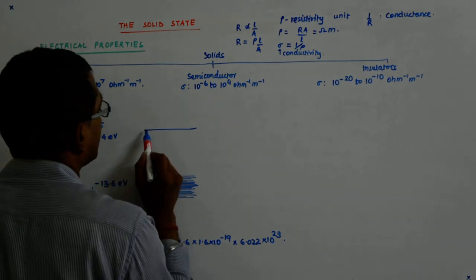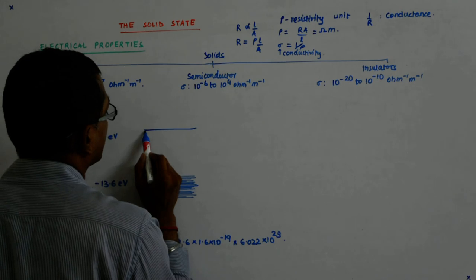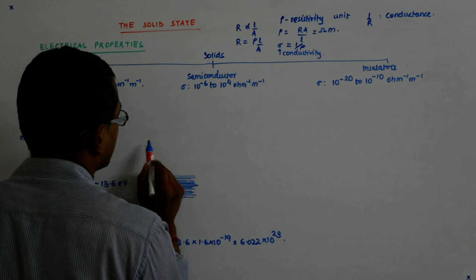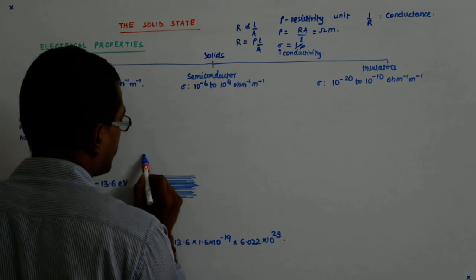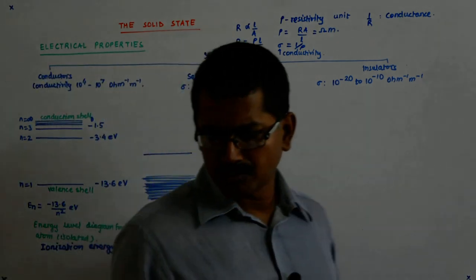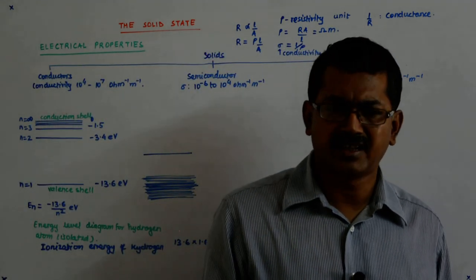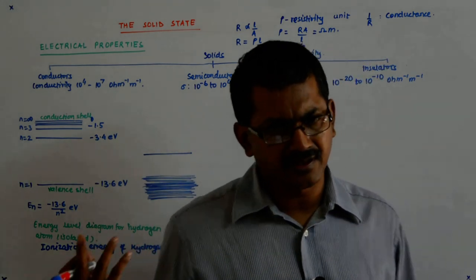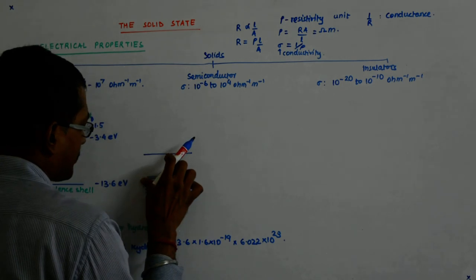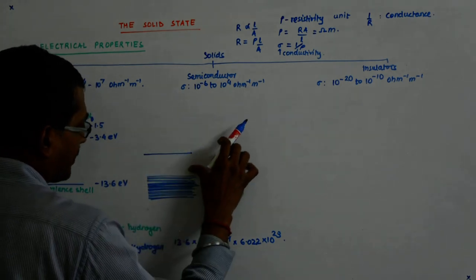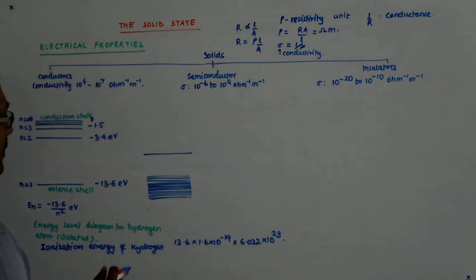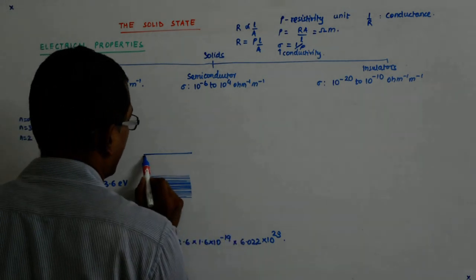Similarly here, whatever was my conduction band, and here it is. The conduction band is quite close, first of all, to the valence band. Why? Because in metals you require a very small amount of energy to kick an electron from the valence to the conduction band. That we otherwise also know. So this also starts spreading.